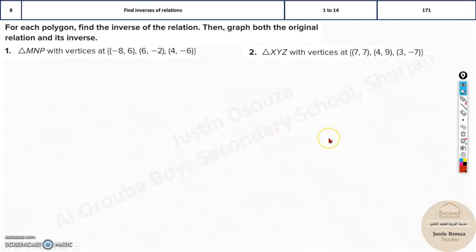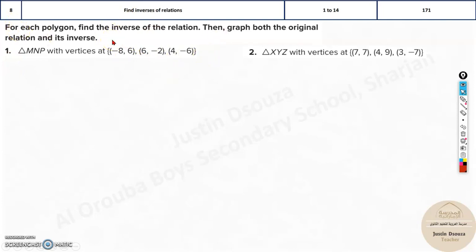The 8th topic is to find inverse of relations. There are 2 types of problems in this. The first type is very easy, where coordinate points are given. Say, for example, you have been told the vertices minus 8, 6, 6, minus 2, 4, minus 6 are of a triangle. We need to find the inverse of this.